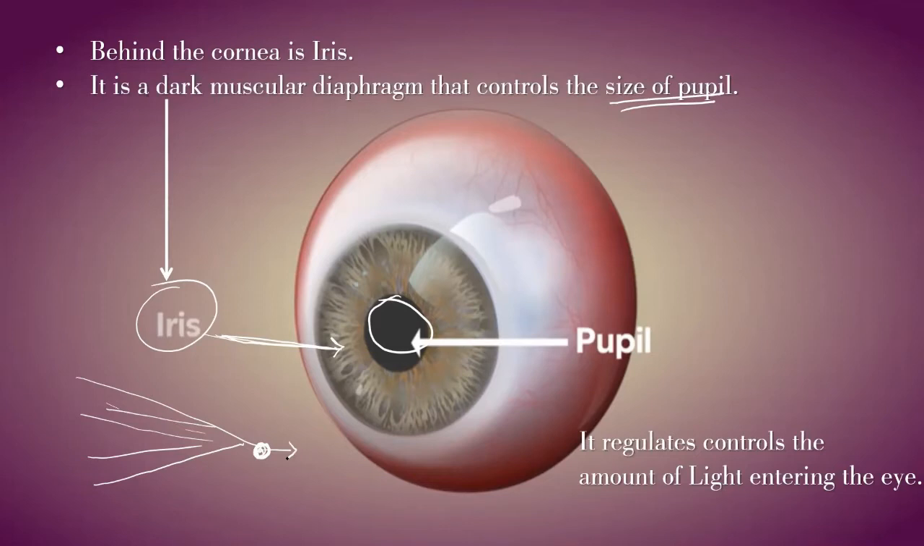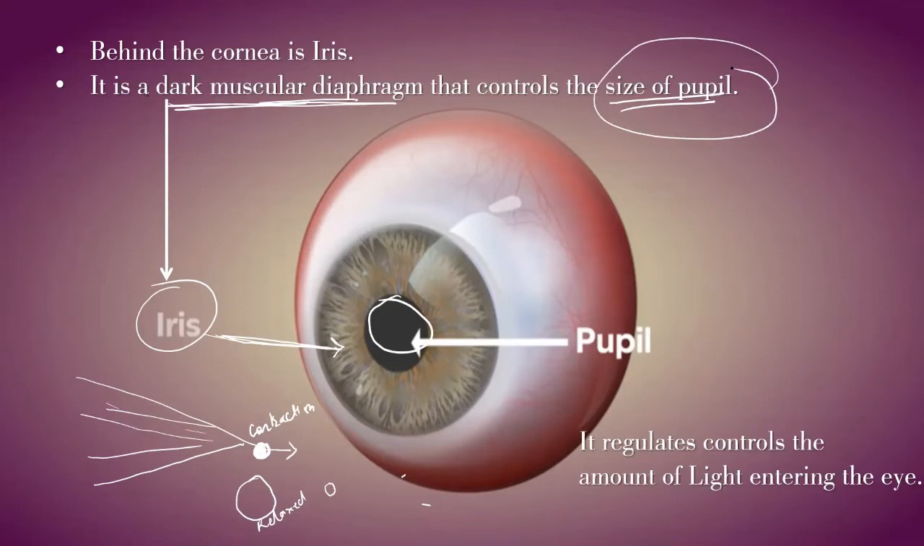Now, when you go to a dim place, when there is not much light, the pupil will relax and allow a large number of light rays to enter. Because the light is dim, there are very few light rays in that particular room. So the size of the pupil will enlarge. This enlarging means the pupil is relaxed, and becoming small means it is contracted. Who does this contraction and relaxation of the pupil? The iris does this. The iris is a dark muscular diaphragm that controls the size of the pupil, right?